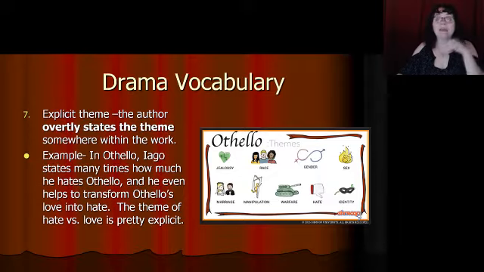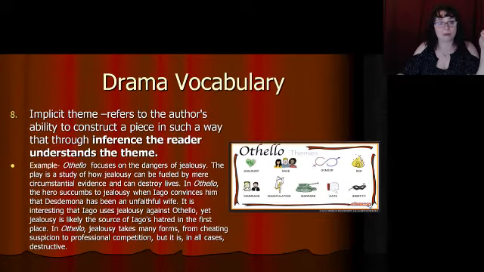Number 7 is explicit theme. This is where the author overtly states the theme somewhere within the work. This is rare. You usually see it in textbooks. However, in Othello, Iago states many times how much he hates Othello, and he even helps to transform Othello's love into hate. The theme of hate versus love is pretty explicit in Othello.